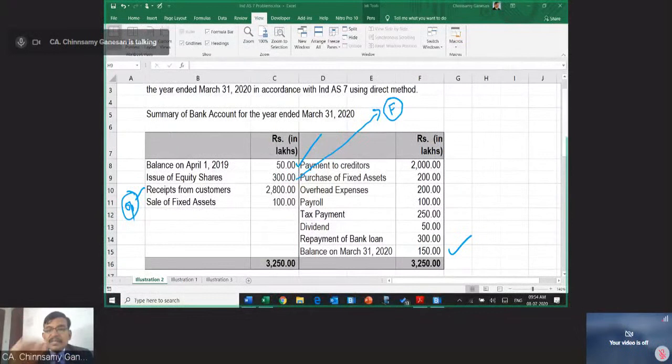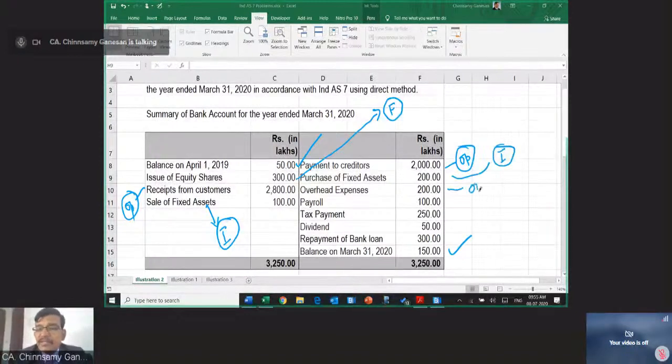Sale of fixed asset, any investment made in long-term assets and related things is part of your investing activity. Even though we have 3 different cash flow items, what we are trying to say is that each item should be classified differently. Payment to creditors relates to operating activity. Purchase of fixed asset, long-term investment in assets, is investing activity. Overhead expenses relating to business are operating activity. Payroll expenses, operating activity. Tax payment should be treated as part of operating activity, as we have specifically discussed.